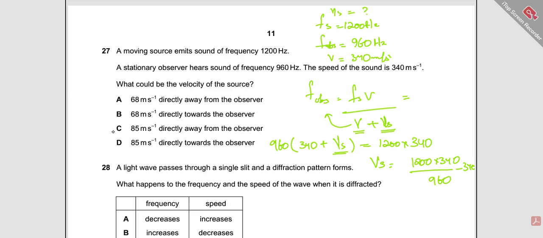But then again, 85 happens to be in option C, and it happens to be in option D. But the key difference here is going to be the motion. At a speed of 85 meters per second, the source is going directly away from the observer or it is going towards the observer. Since the apparent frequency is less than the original frequency, this makes us conclude that the source must be going away from the observer, and hence the correct option for MCQ 27 would be option C.